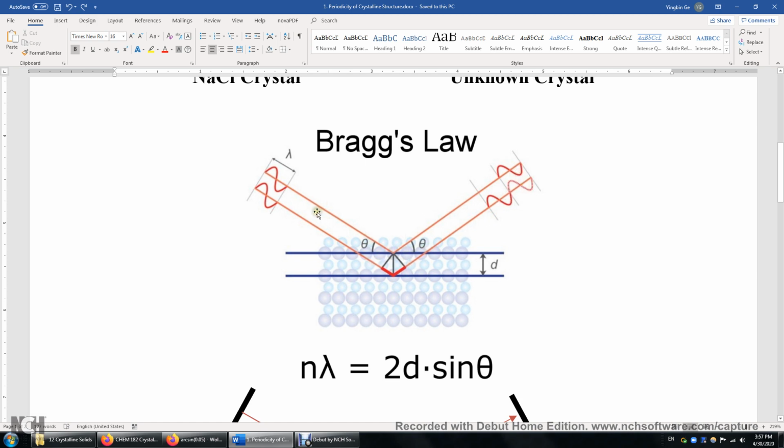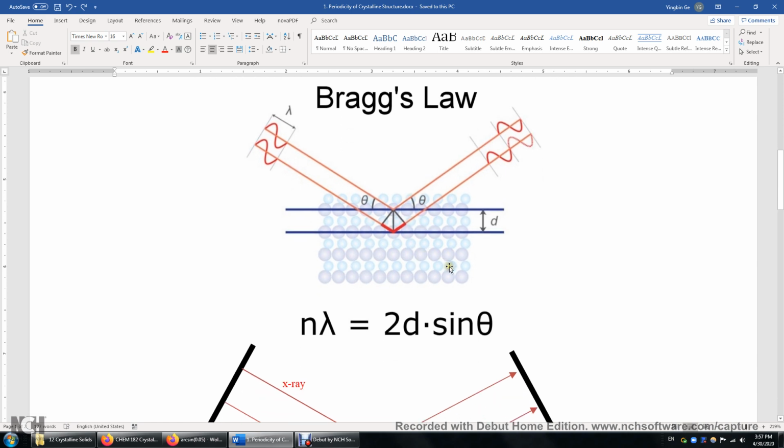So before diffraction, they are in phase. And then after diffraction, they are still in phase only if the second beam has traveled an integer multiple of wavelengths longer than the first beam. So therefore, we have this famous Bragg's equation, 2d times sine theta equals n lambda. N is an integer, n can be 1, 2, 3, 4.